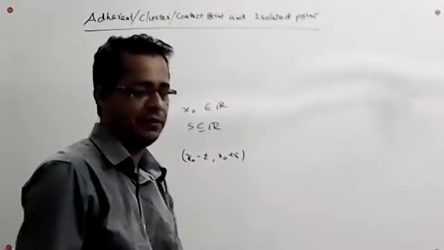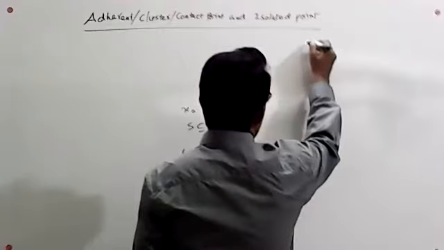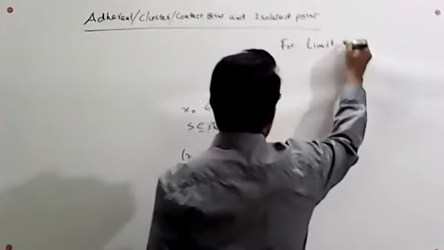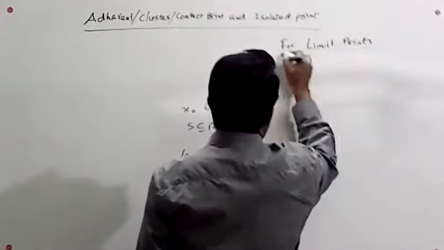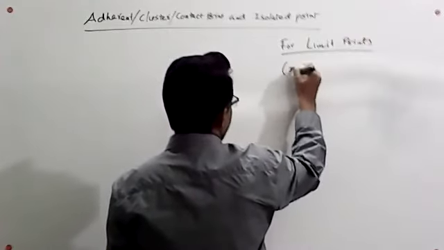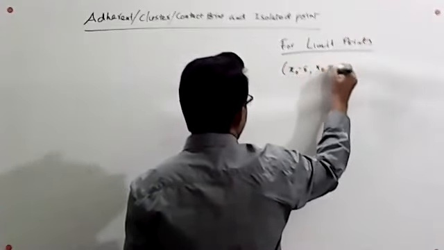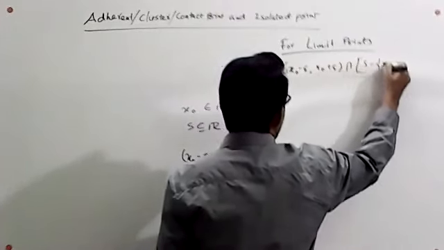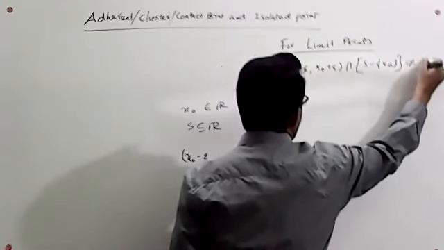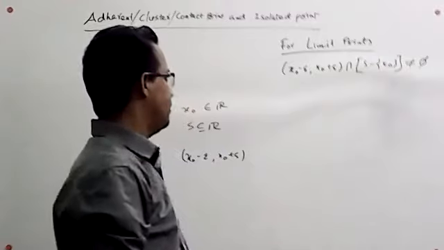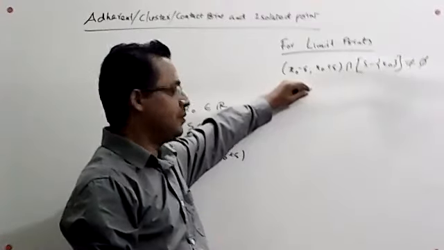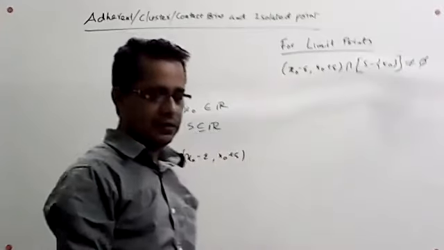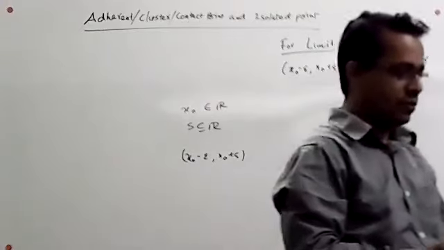That is the mathematical tool for limit points. The tool is that x naught minus epsilon to x naught plus epsilon intersect with the set, other than x naught, should be non-empty. If a real number x naught satisfies this condition, then x naught is said to be a limit point of the set S.